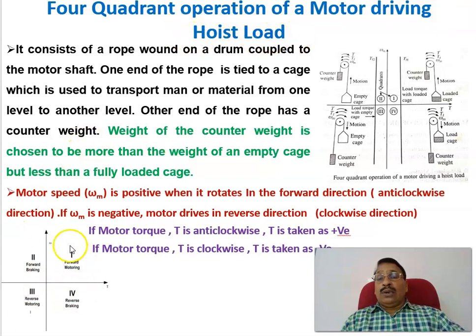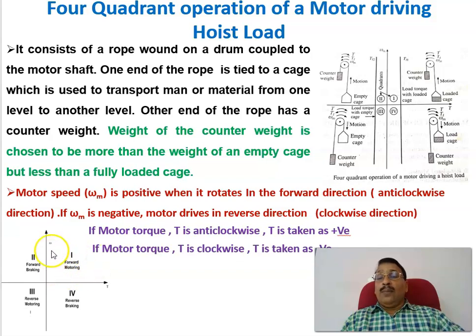Now coming to the four-quadrant operation, in the mechanical plane, as we are aware, torque is taken on the x-axis, omega m is taken on the y-axis. If torque and omega m both are positive, then T into omega m is positive, and this quadrant is what we call forward motoring.